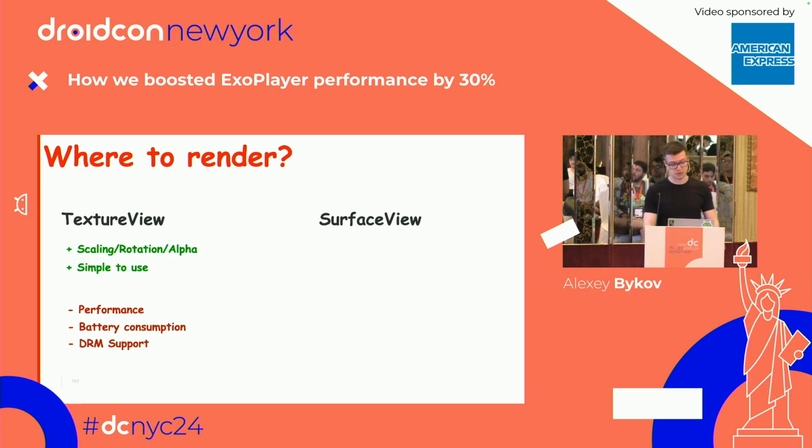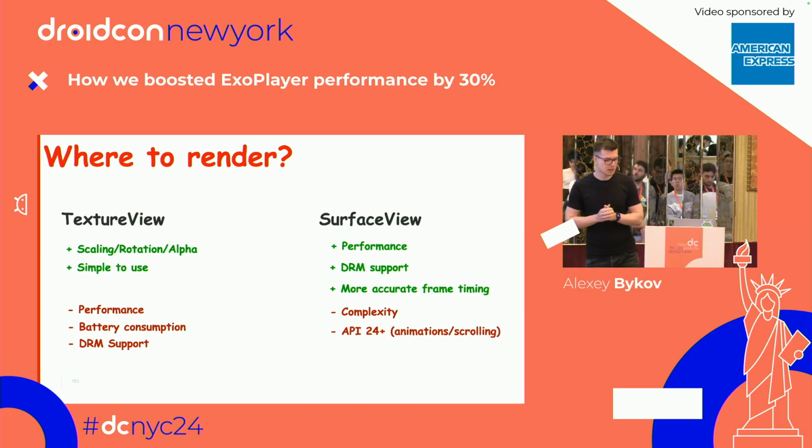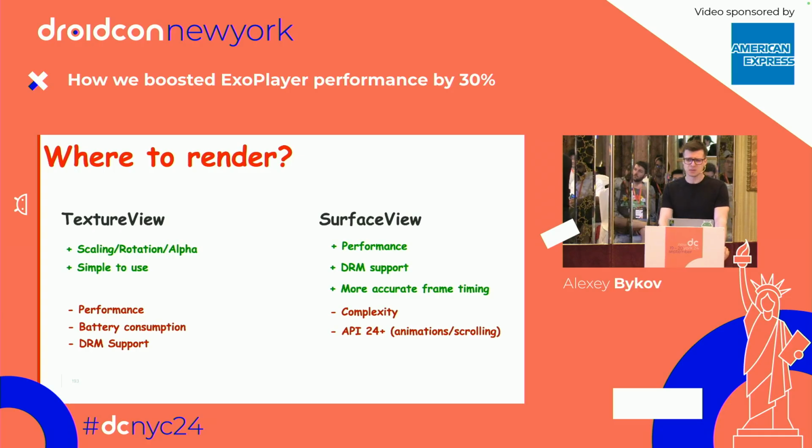But it's not that efficient in terms of performance and battery consumption, and it has a lack of DRM support, which may be an issue. Surface View, though, is going to work well in terms of performance and DRM support, but it's actually complex to use in some cases if you have a lot of animations. And it doesn't support some sorts of animations even still. We decided to give it a try, see how it's going to go.